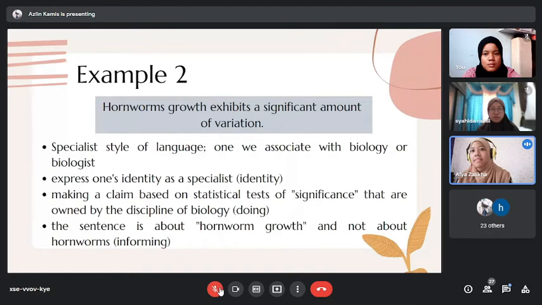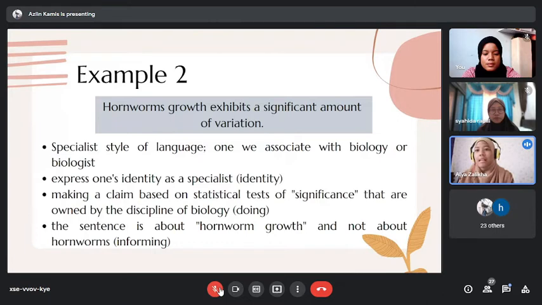For the doing, it is making a claim based on statistical sets of significance that are owned by the discipline of biology and not any one person, including the writer. The sentence is about hornworm growth and not about the hornworms themselves, like what example one portrayed. This is part of what makes this language specialist and not everyday person language, like example one.